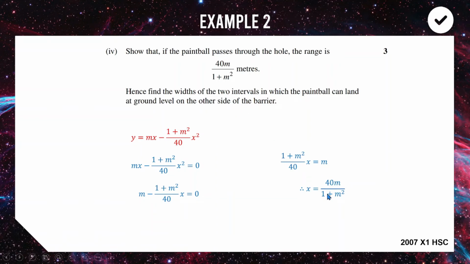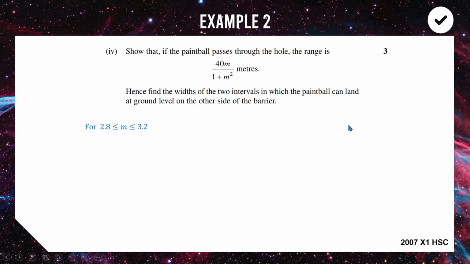So here is our expression. If we sub in an m, it gets us the x value where we land. So we're going to look at the 2 endpoints of our intervals that we established in part 3 to see how far away we're landing, to see how wide our interval is. So for our first interval, 2.8 and 3.2, we're going to substitute these 2 m values into our expression for the range and see what we're working with.